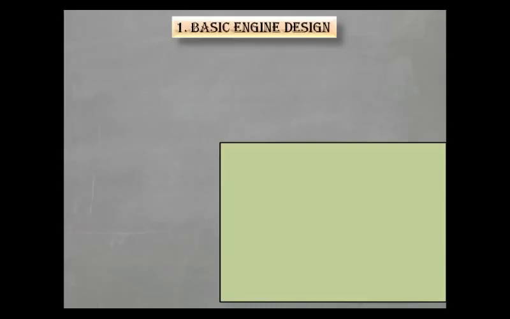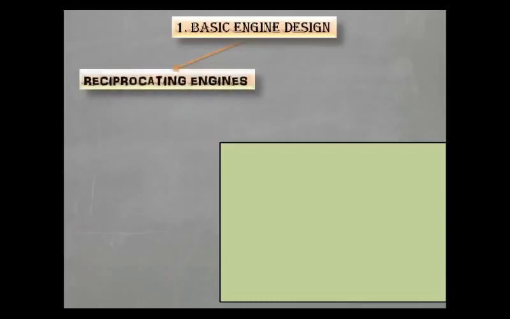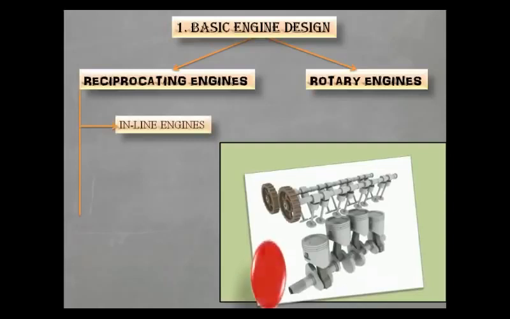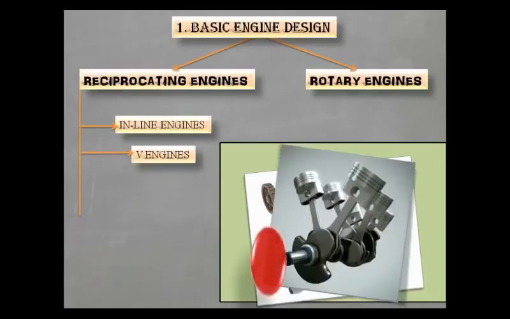Now, the first category of internal combustion engine, that is basic engine design, is divided into two subcategories. First, reciprocating engine, and second, rotary engines. The different types of reciprocating engines available are: first, inline engines. As shown in the figure, the engine cylinders are arranged in a line, thus the name inline engine. Second is V engine. The difference between inline engine and V engine is that in V engine, the engine cylinders are arranged in a V shape, as we can see in this figure.